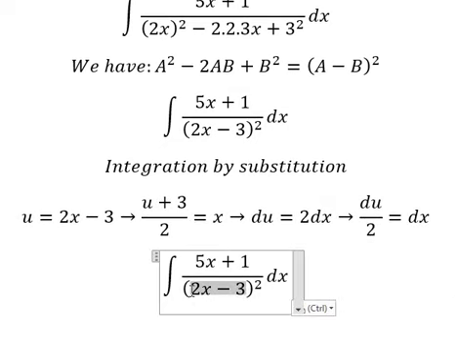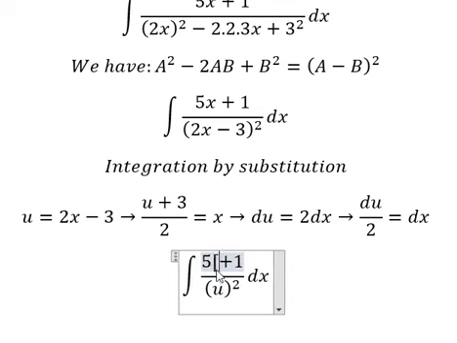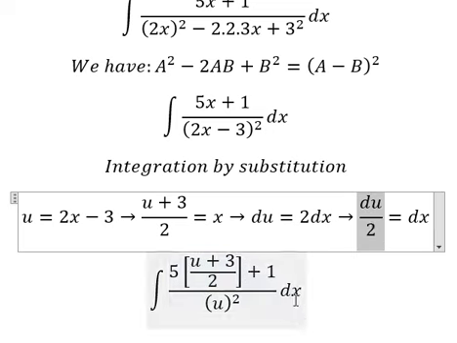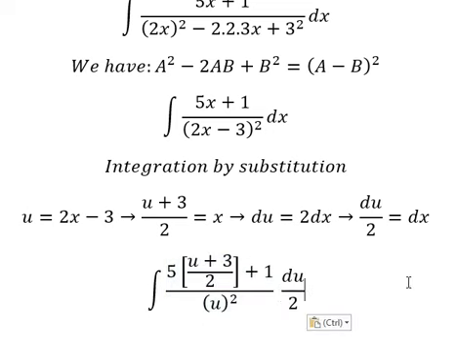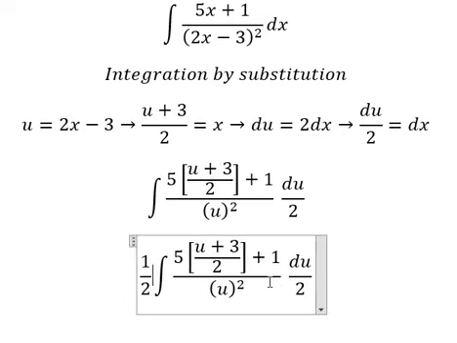So this one we change for u. This one we change for this one. Dx we change for this one. So I will put number 2 go in here. So number 5 over 2 multiplied by u and number 3.